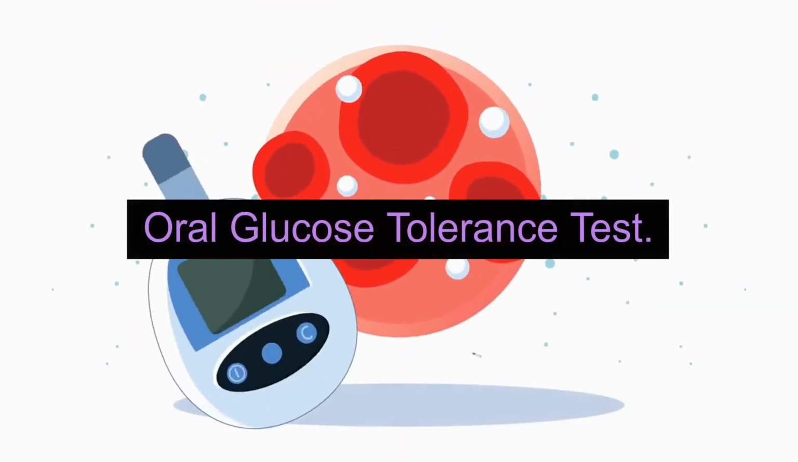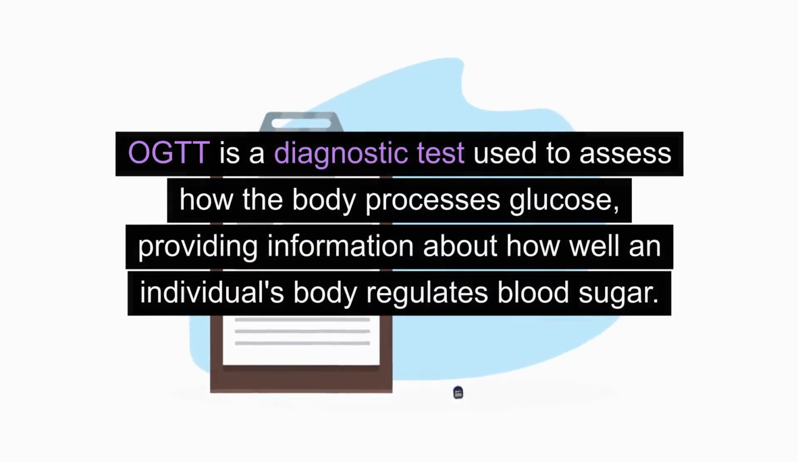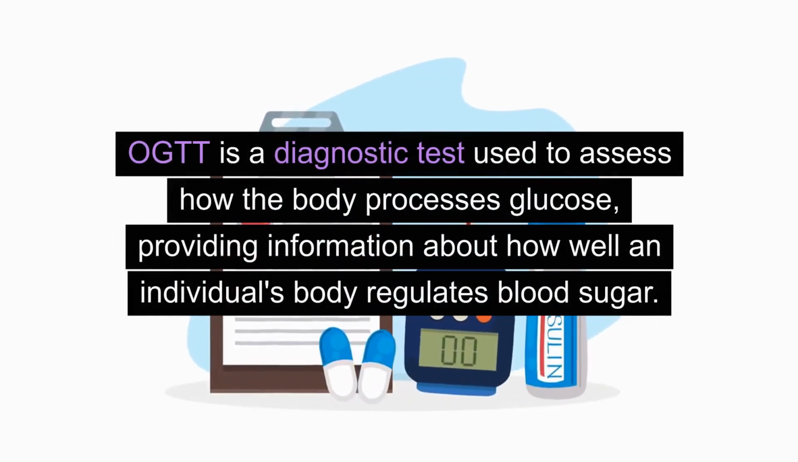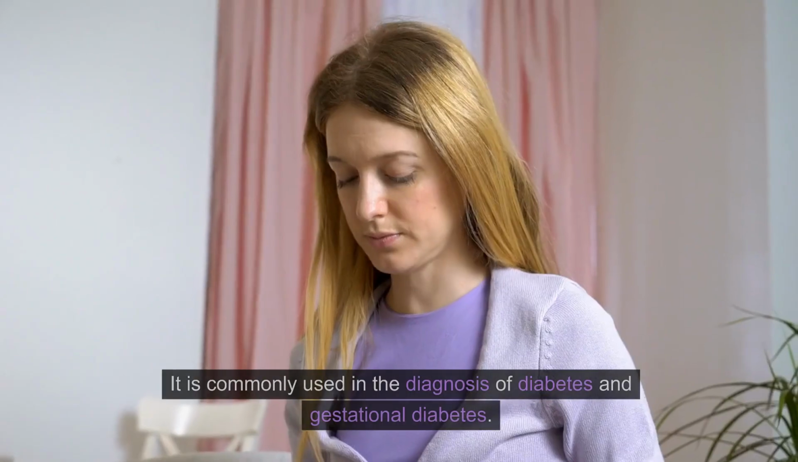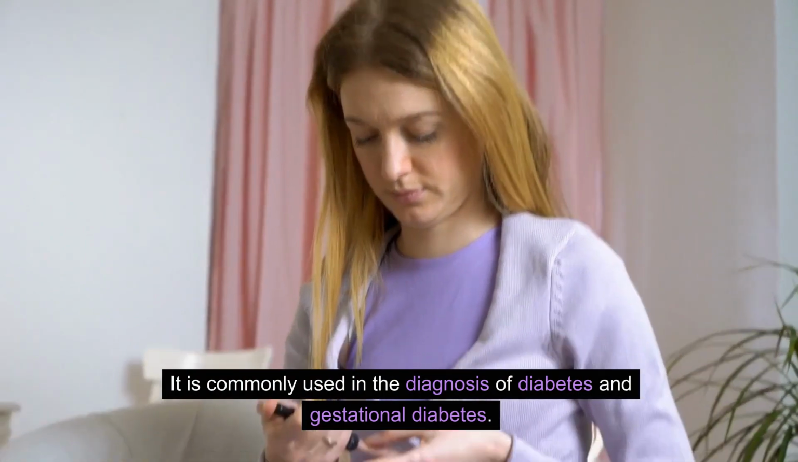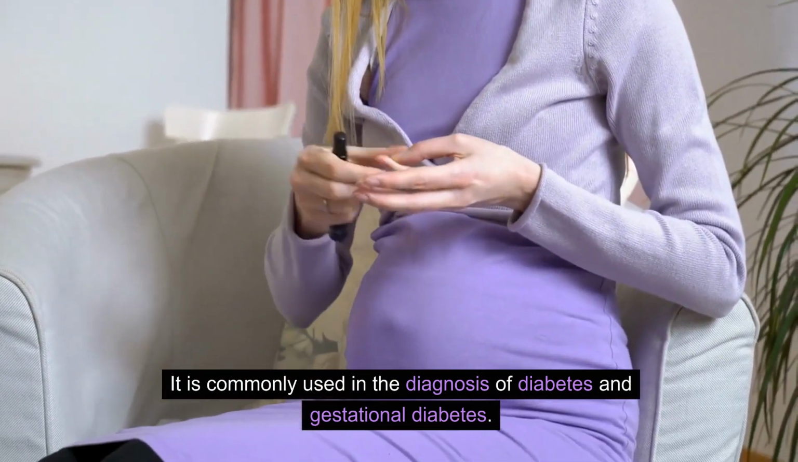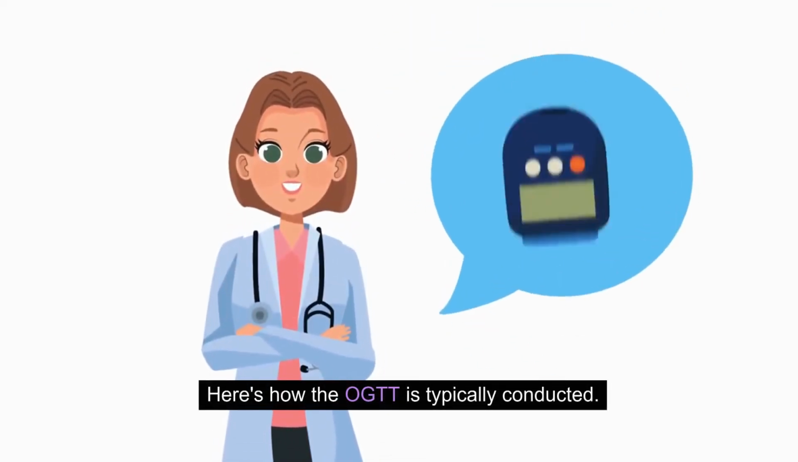Oral glucose tolerance test. OGTT is a diagnostic test used to assess how the body processes glucose, providing information about how well an individual's body regulates blood sugar. It is commonly used in the diagnosis of diabetes and gestational diabetes. Here's how the OGTT is typically conducted.